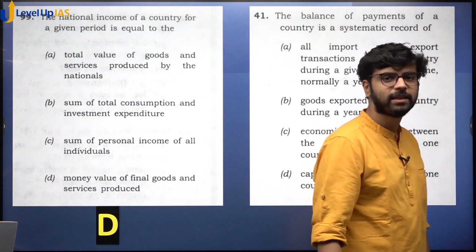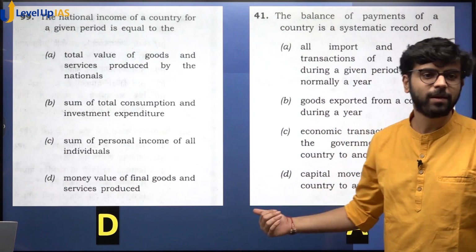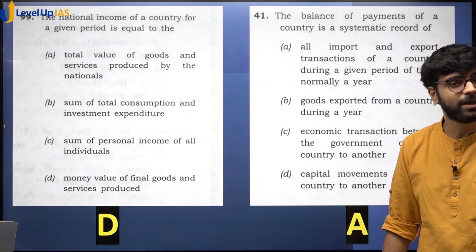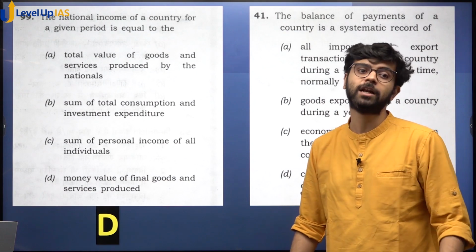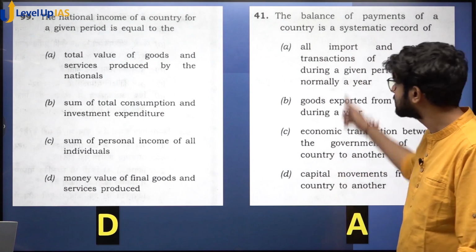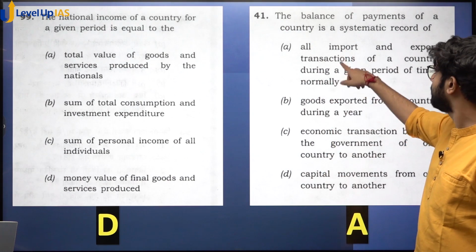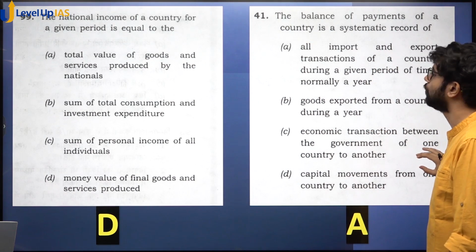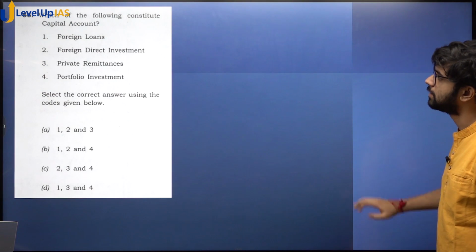Right? See, these questions don't need much explanation because they are conceptual and these are main concepts. If some new concept is asked like interest coverage ratio, capital output ratio, then that needs discussion, that needs elaboration. Does this need discussion? Balance of payment is all import and export transactions of a country during a given period of time, normally a year. Next.